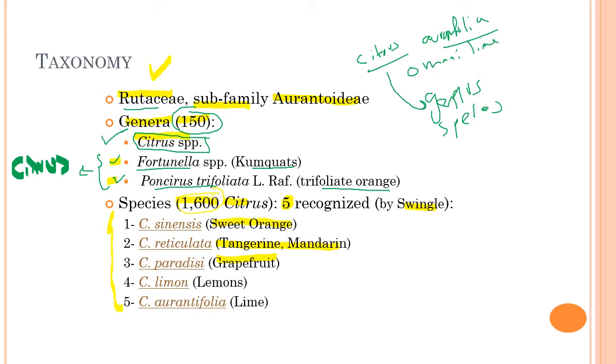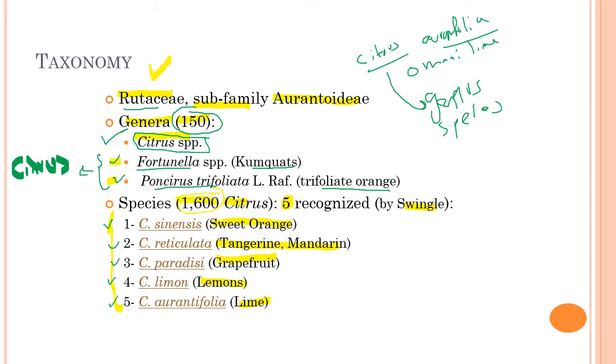The fourth group is the lemon. This is Citrus limon, the yellow one. And there is the lime, like the Omani lime, Citrus aurantifolia. So these are the groups of citrus that are known worldwide. Number one, sweet orange. Second one is mandarin. Third one is grapefruit, and then lemon and lime.